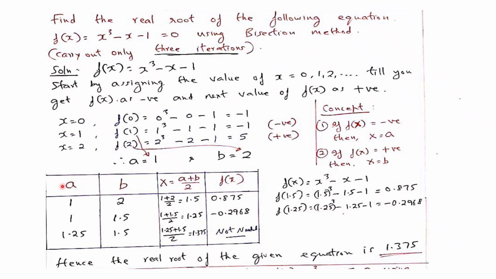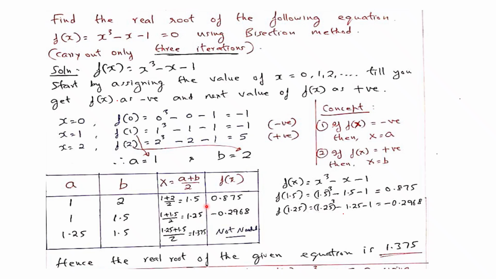Now you draw a table with the first column a, in the second column b, third column x is equal to a plus b by 2, and the fourth column is f of x. And as we have calculated, a is equal to 1, b is equal to 2. So you get x is equal to a plus b by 2, that is 1 plus 2 by 2, that is 1.5. So when you substitute it in the same equation, x cube minus x minus 1, you use x as 1.5, and wherever there is x, write it as 1.5. So 1.5 cube minus 1.5 minus 1, you get it as 0.875.